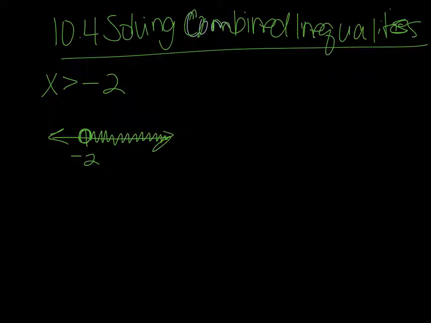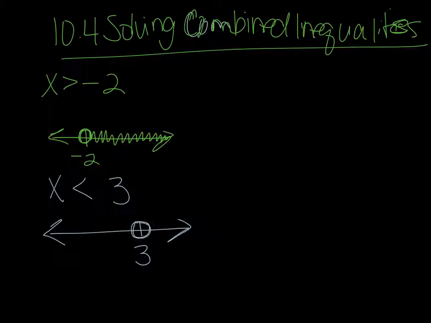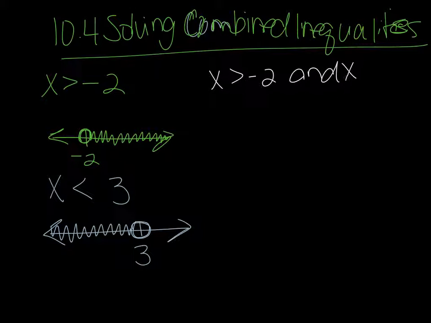Okay. What if I want to graph x is less than 3? So we have our number line and we have our 3. Open or closed dot? Open. Shaded which direction? To the left. Okay. What if I want to graph x is greater than -2 and x is less than 3?